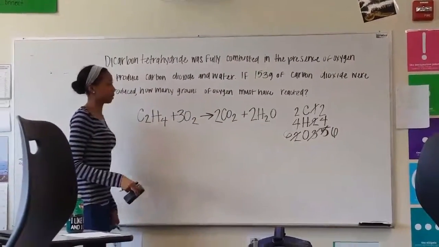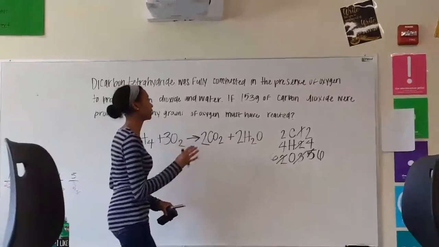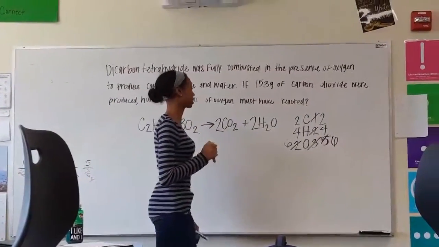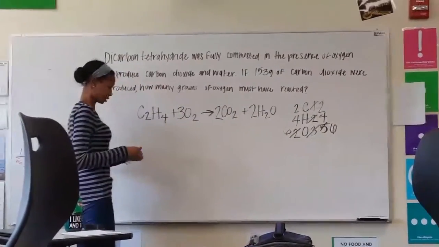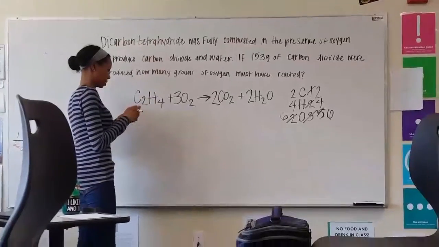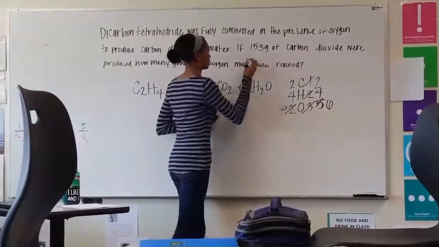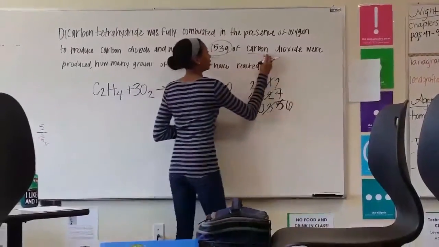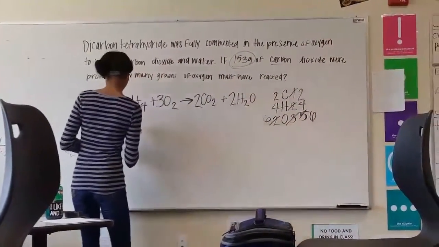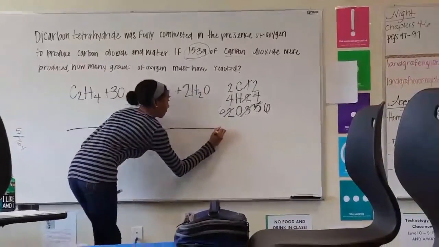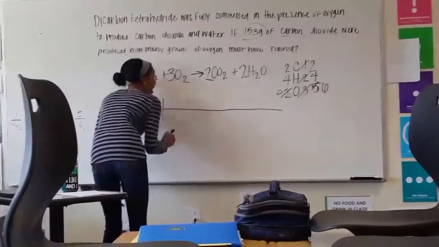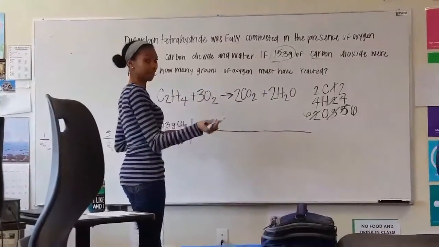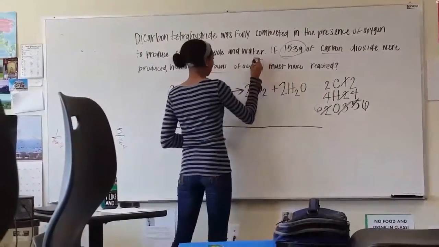Now to start with the second part of the problem, which asks if 153 grams of carbon dioxide were to be produced, how many grams of oxygen would have reacted? So what we're going to start with is what it gives us in the problem, which is 153 grams of CO2. And then what we want to be at the last bit of the equation is grams of oxygen.